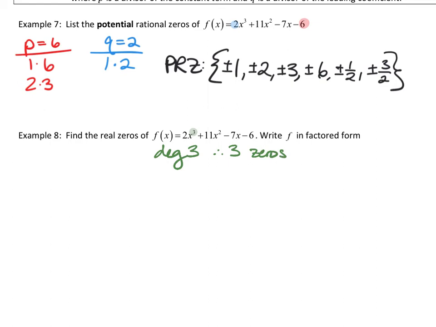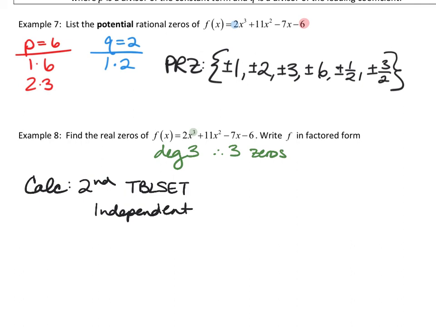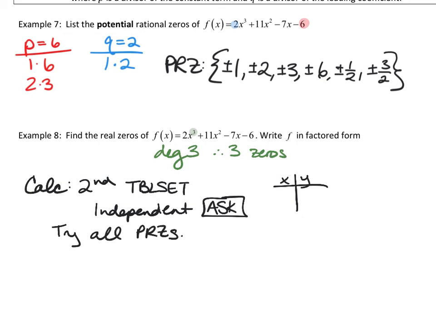What you're going to do in your TI calculator is press second and then table set. And you're going to change the independent value from auto to ask. So you just select ask. And what that does is it gives you an empty x and y table when you go to your table. And you can actually put in the numbers you want to try in your x column. So we're going to try all of the numbers in our potential rational zeros list, and we're looking for that number to equal 0.